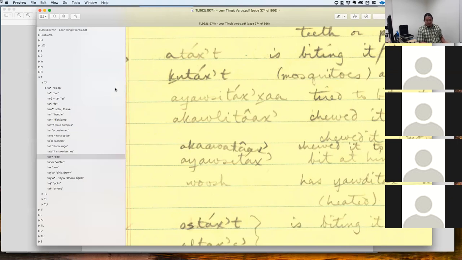But between these two resources, I would say probably 95 or 98% of the verbs are written down. I mean, there's some that we didn't get, but most of them are in here. Okay, any other questions?